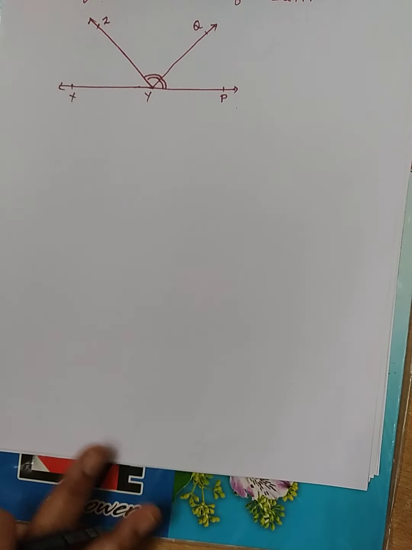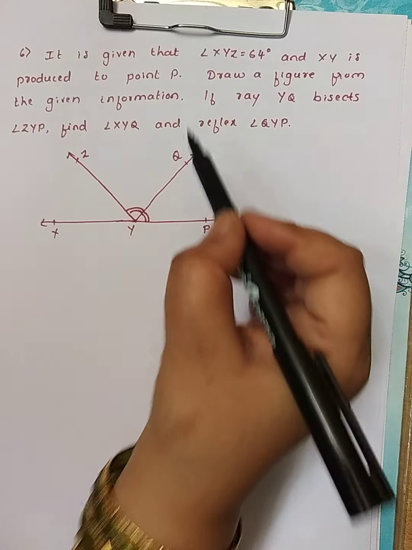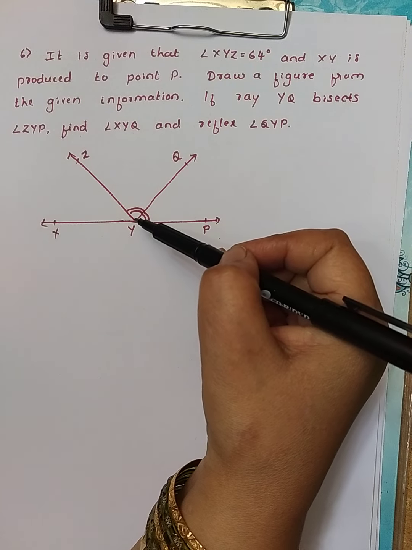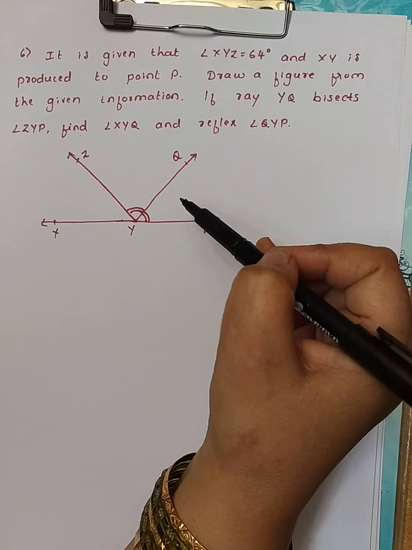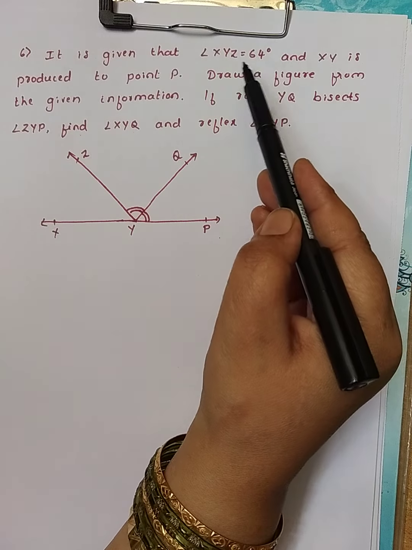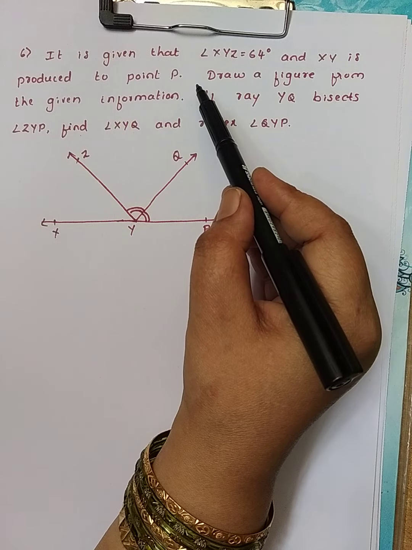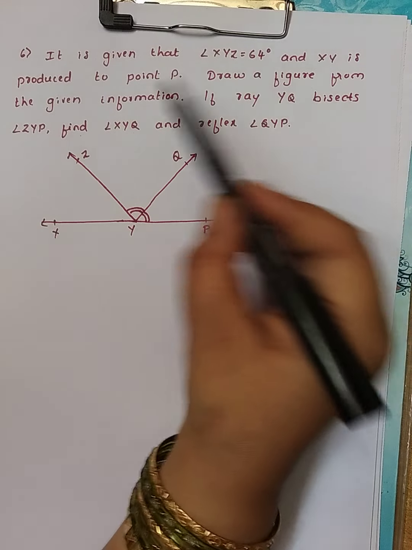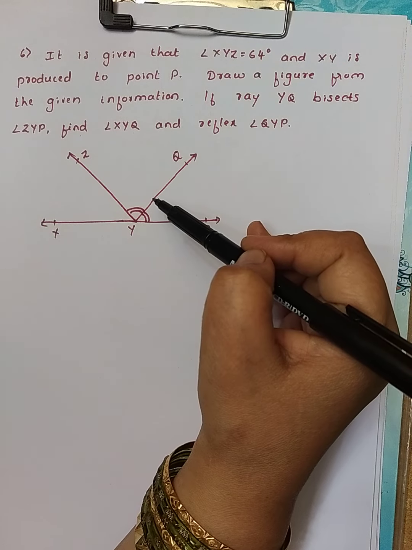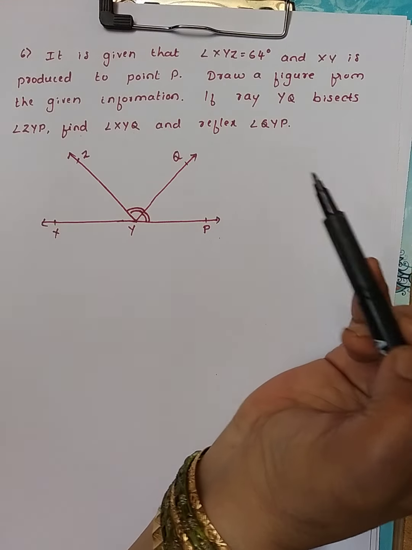Now the last question in the exercise is, it is given that angle XYZ equal to 64 degree. Actually, the diagram is not given in the textbook. We have to draw that. It is given that XYZ equal to 64 degree and XY is produced to point P. Draw a figure from the given information. If ray YQ bisects ZYP, find XYQ and reflex QYP.